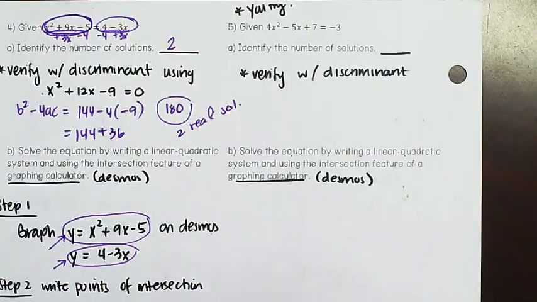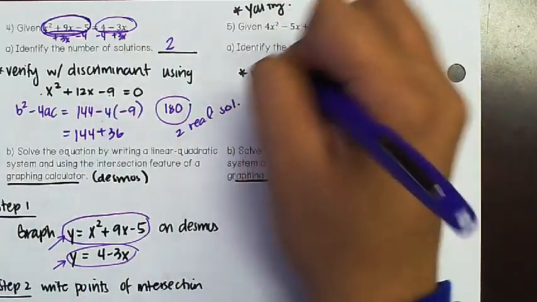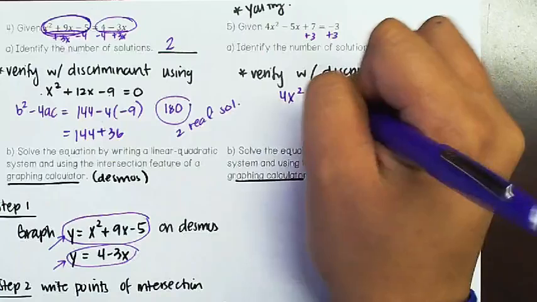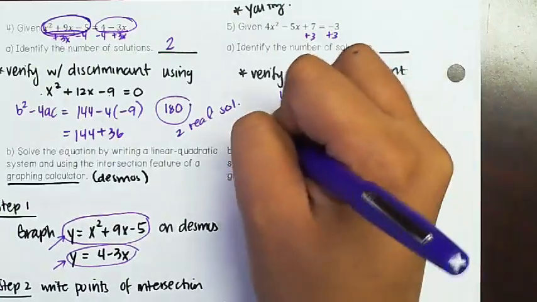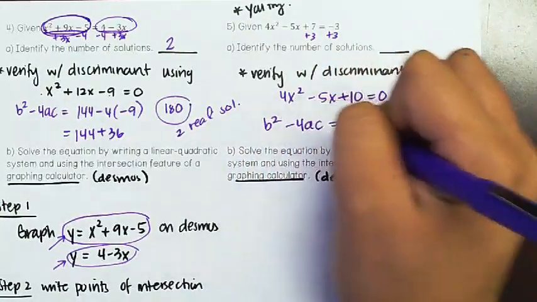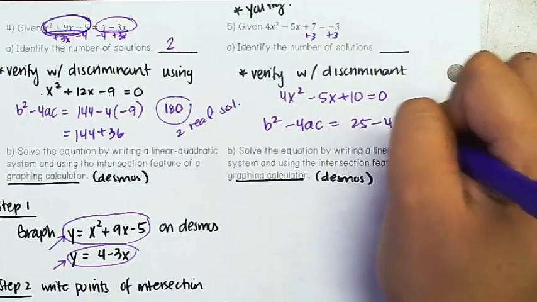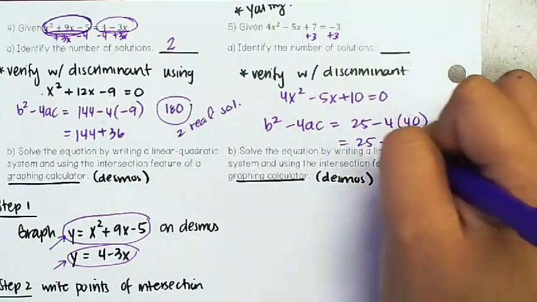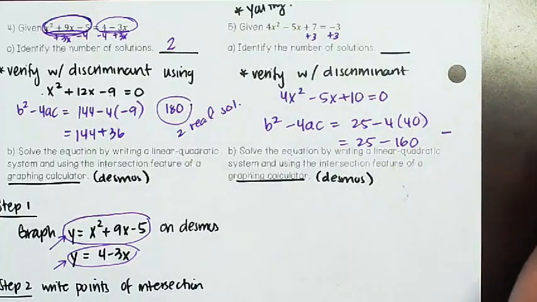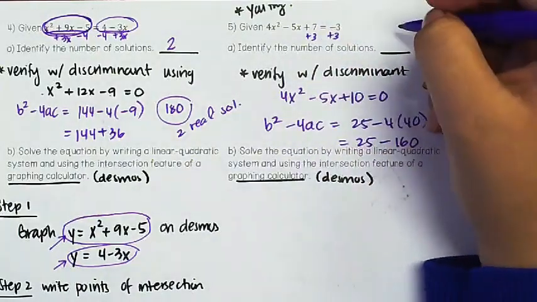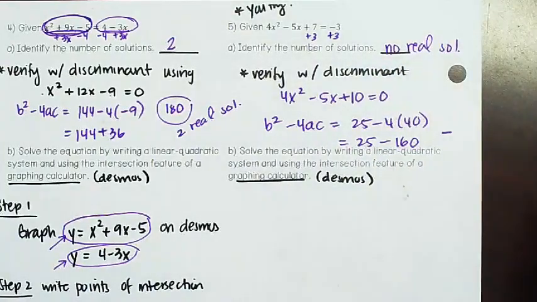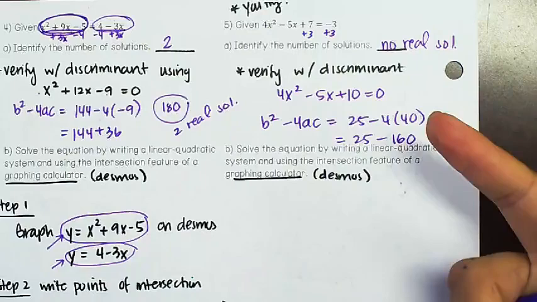For the next example, same thing. First I need to add the 3 over. So that's 4x squared minus 5x plus 10 equals 0. And I can use my discriminant, which is 25 minus 4 times 40, which is 25 minus 160, which I know is going to be some negative number. I don't care what it is. But because it's negative, the number of solutions is no real solutions. There's none, because a negative means I'm going to have imaginary solutions.